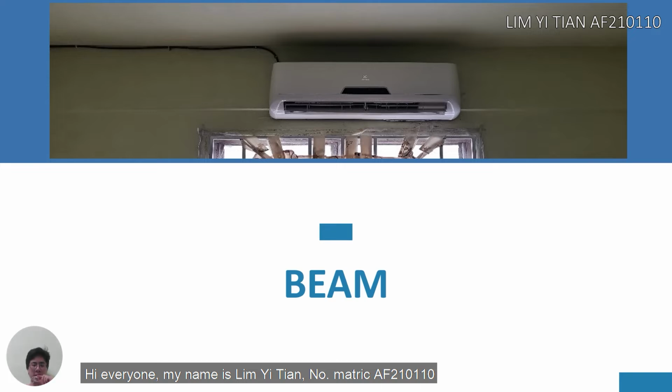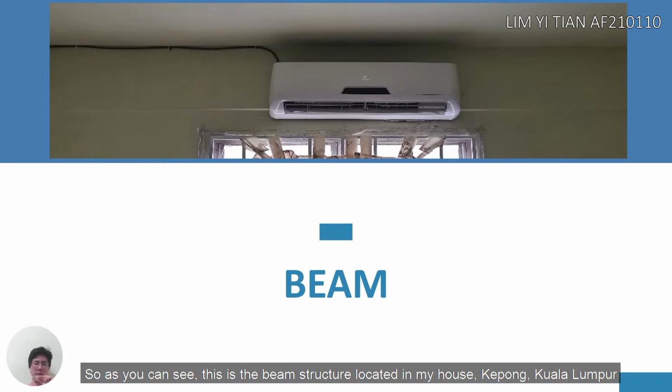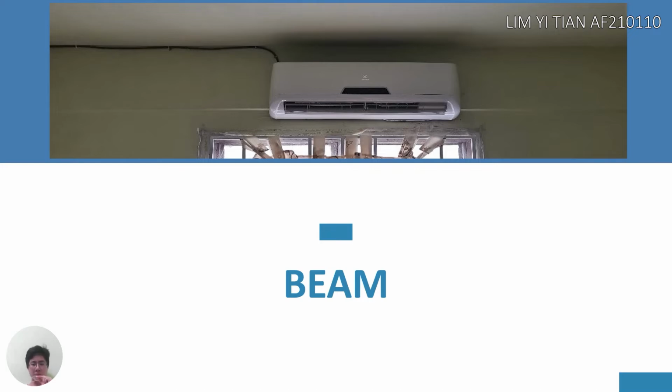Hi everyone, my name is Ethan, matrix number AF210110, and now I will continue with the beam structure for our group assignment. So as you can see, this is the example of beam structure located in my house, Kepong, Kuala Lumpur.